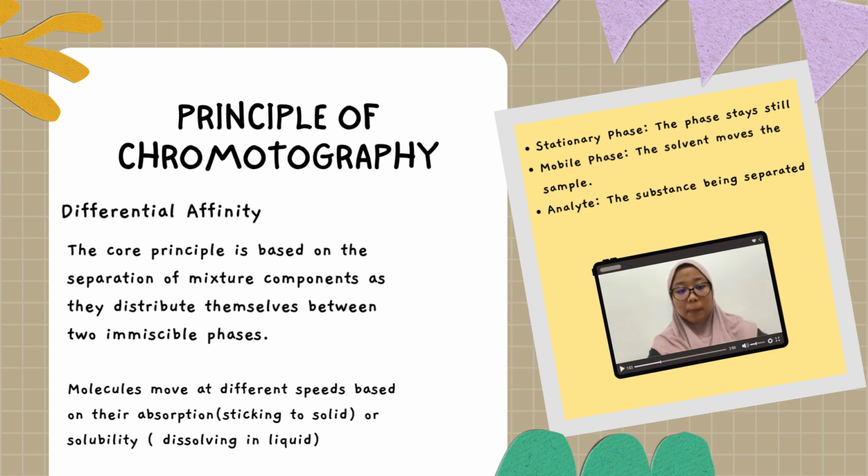The separation happens because each compound has a different attraction, or affinity, to the stationary phase and mobile phase. Compounds that are more attracted to the stationary phase move more slowly, while compounds that are more attracted to the mobile phase move faster. As a result, the mixture is separated into its individual components for analysis.